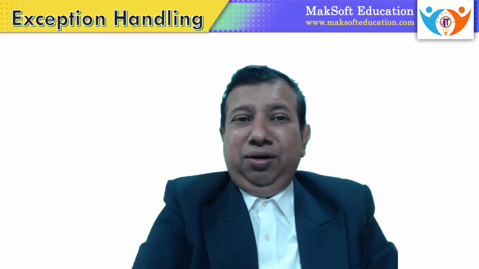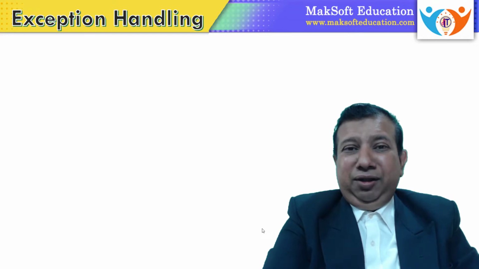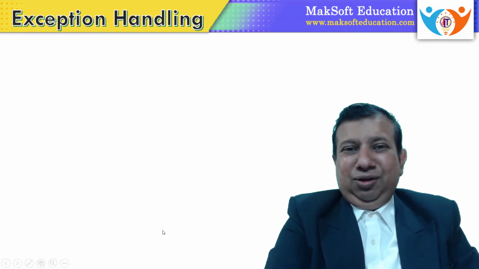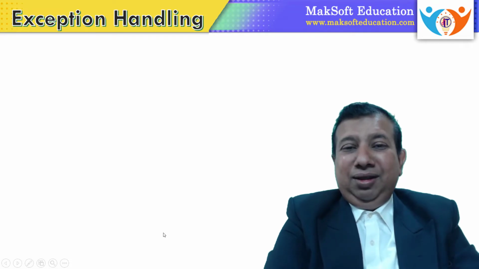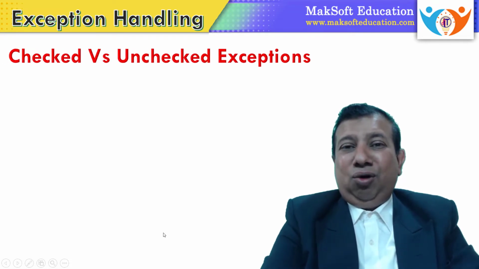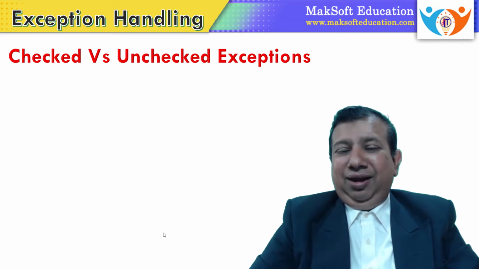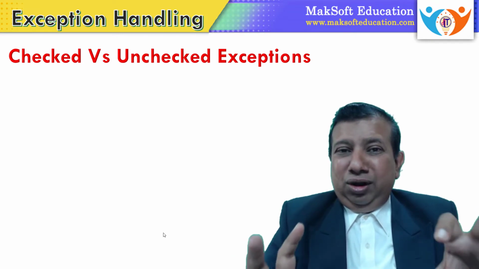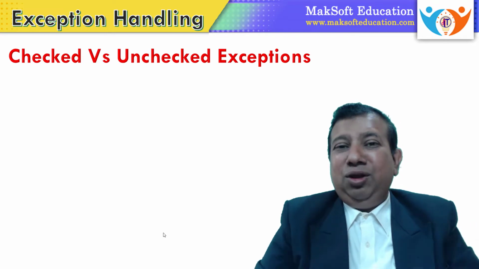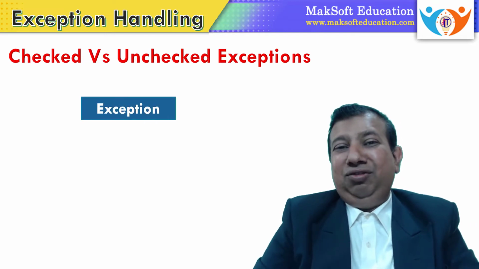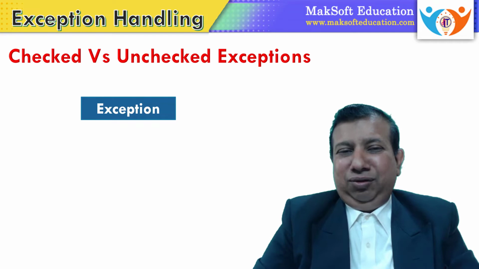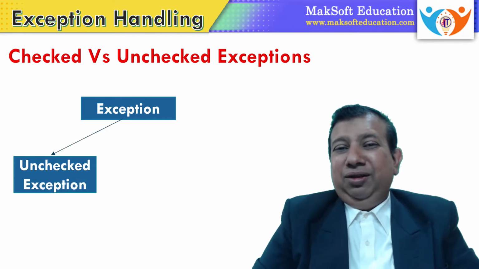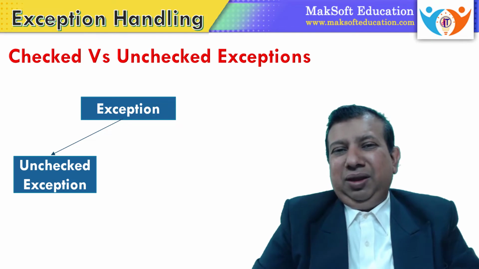We have learned exception handling with the help of throwable class. We have learned throwable is a parent class for all errors and exceptions. In this video, we are going to focus only on exceptions and we are going to talk about difference between checked and unchecked exceptions. There are two types of exceptions. First one is unchecked exception.